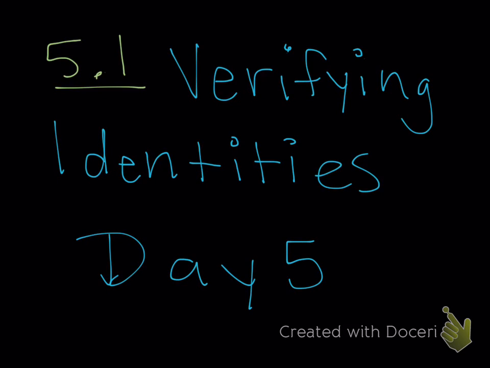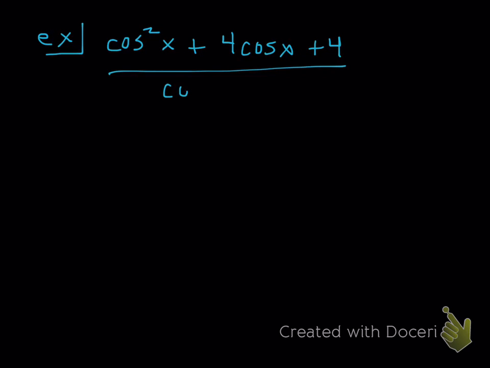Today we're on day 5 of section 5.1, verifying identities, and today we're going to talk about the strategy of working with both sides. So for our first example, we have (cosine squared of x plus 4 cosine of x plus 4) all over cosine of x plus 2, and this is equal to (2 secant of x plus 1) over secant of x. So today we're going to talk about the strategy of working with both sides.